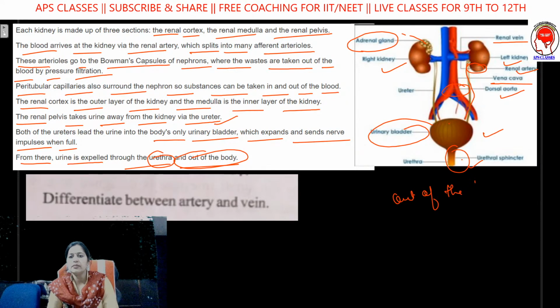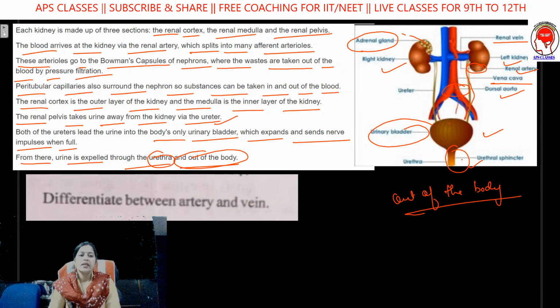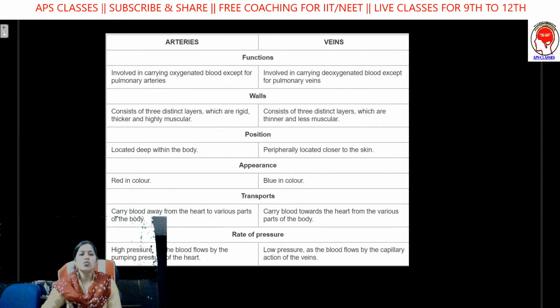Out of the body. So this is the human excretory system. Your next question is differentiate between artery and vein. So what are the main differences between the arteries and the veins? And this question again carries 5 marks. So let us start with our differences between the arteries and the veins.